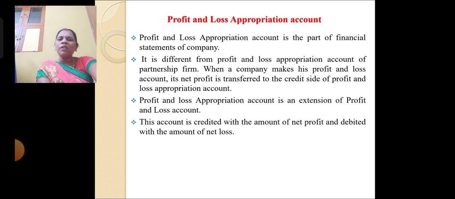Profit and loss appropriation is nothing but an extension of the profit and loss account. Normally, this account is credited with the amount of net profit and debited with the amount of net loss. The amount of net profit or net loss is nothing but the difference between indirect income and expenditure. If the income increases, we get net profit. If the expenses increase, we get the net loss of the company.